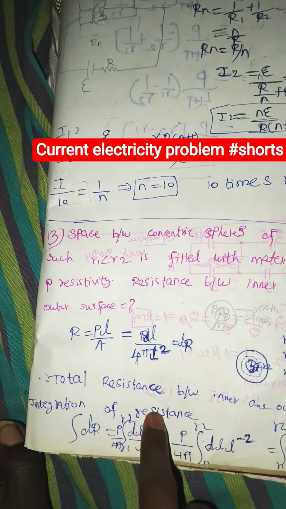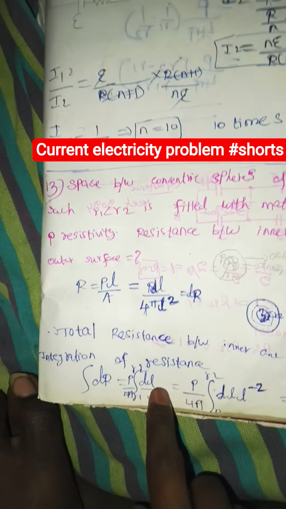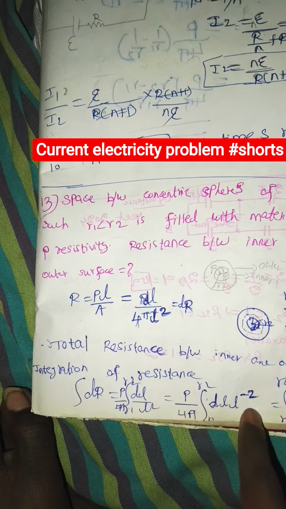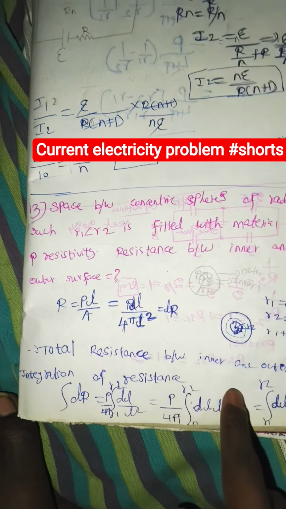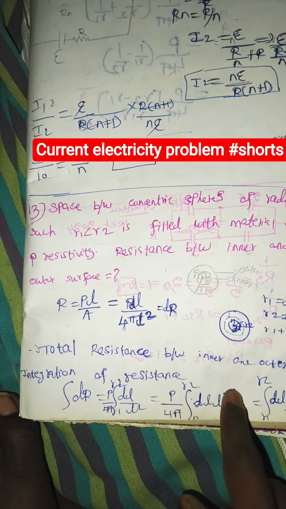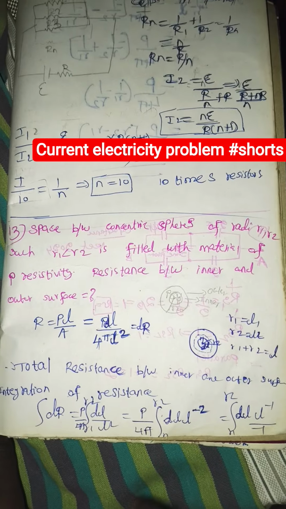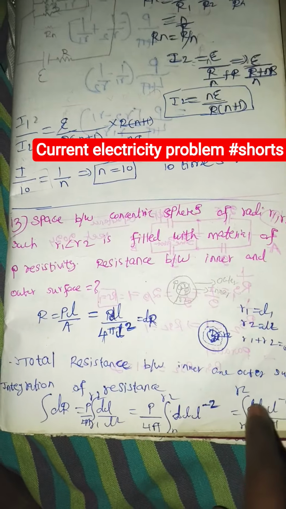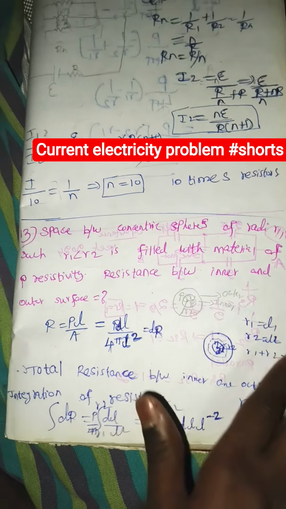which is equal to rho by 4 pi, this 4 pi being constant, integral of dr by r square, that is r power minus 2, which integrates to r power minus 1 by minus 1. Here it is dr, not dl, otherwise the answer is wrong.